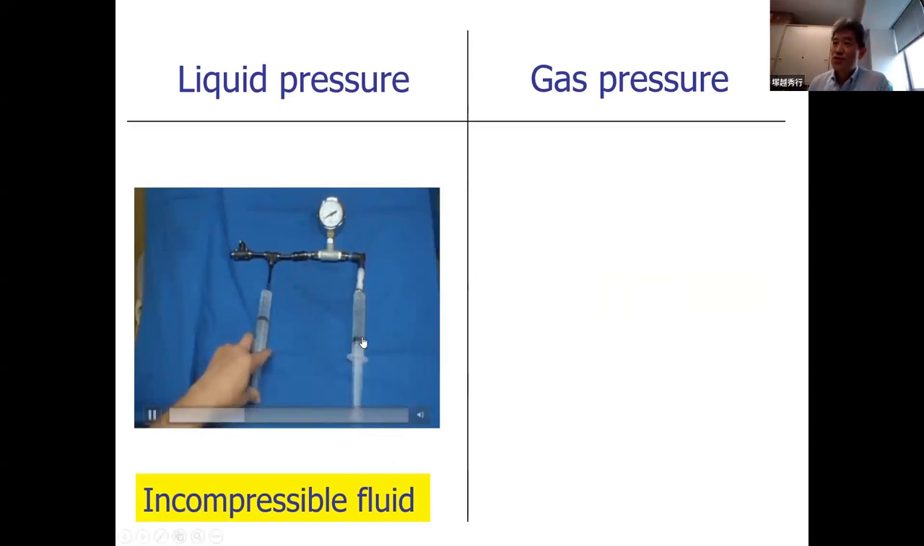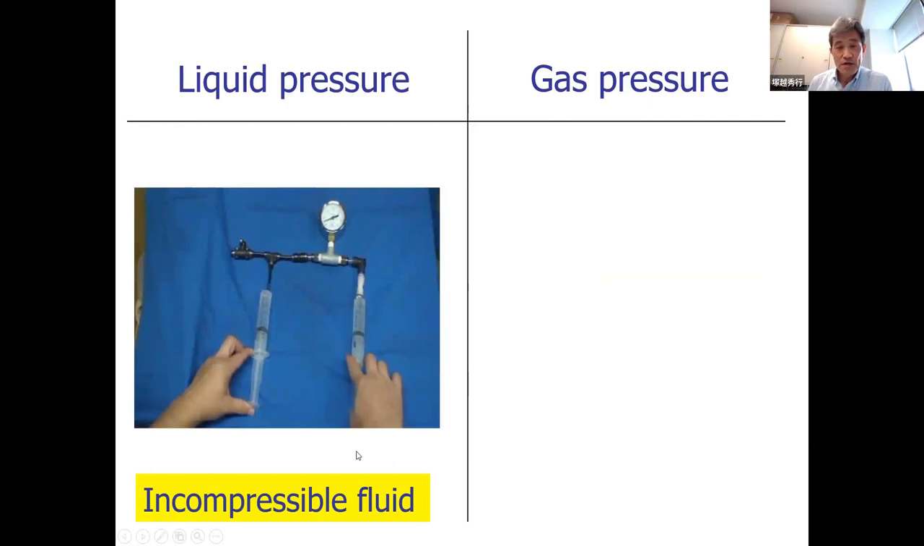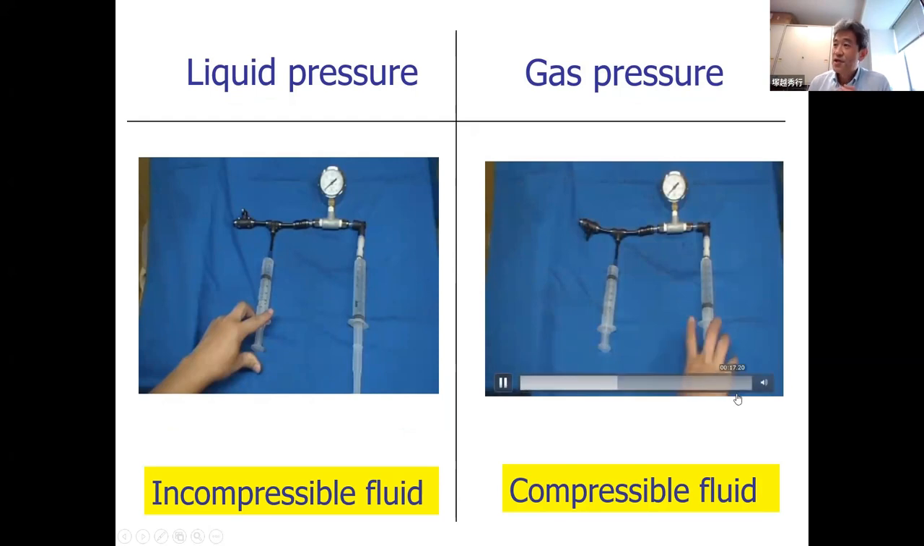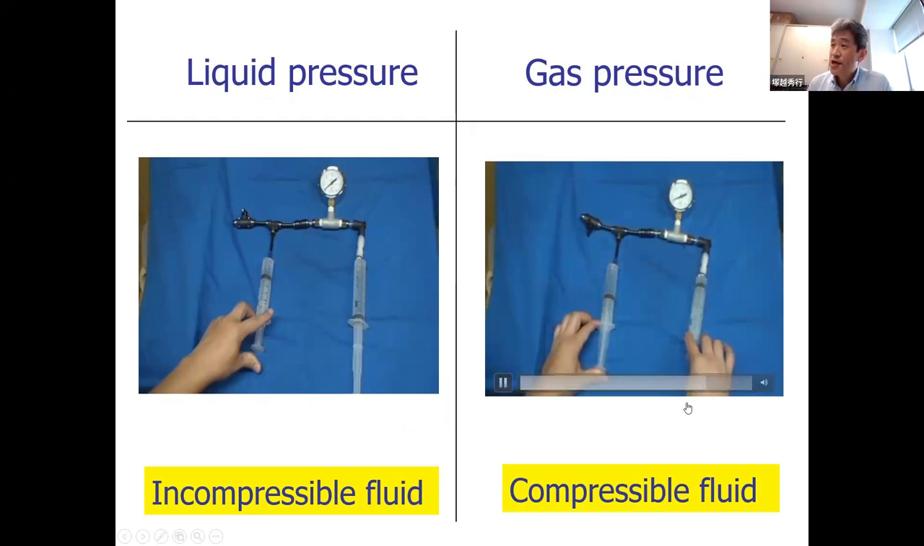Here, two cylinders are connected, and these are filled with water. If you push one of the cylinders, the other side is extended with the same length. And if these two rods are pushed at the same time, they are completely locked. On the other hand, the right side is filled with air. You can't say that the same amount of length can be extended from the pushed one. And besides, if these two are pushed at the same time, you cannot lock. This is another characteristic showing the difference between the two.